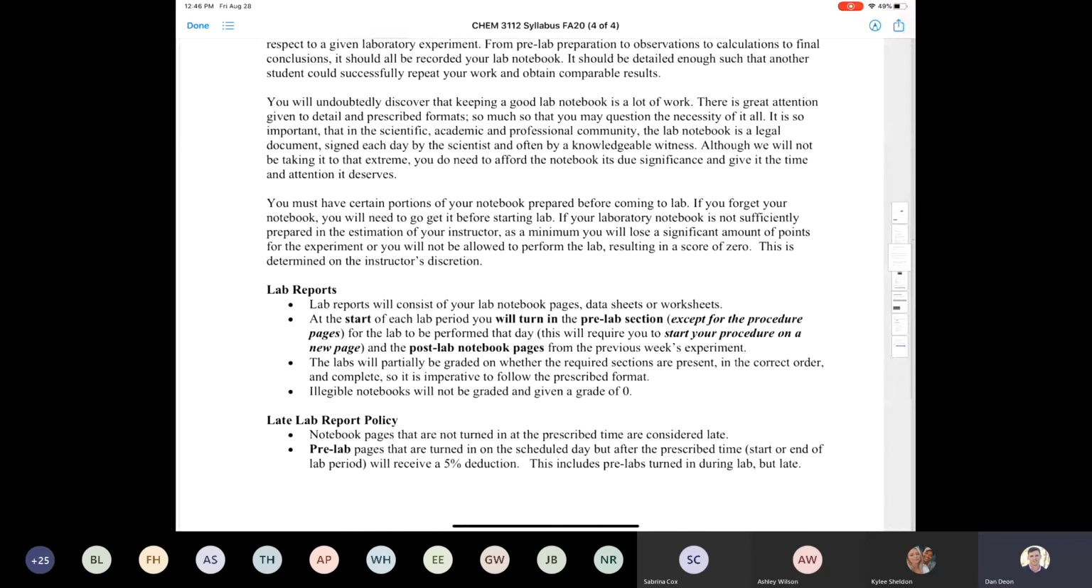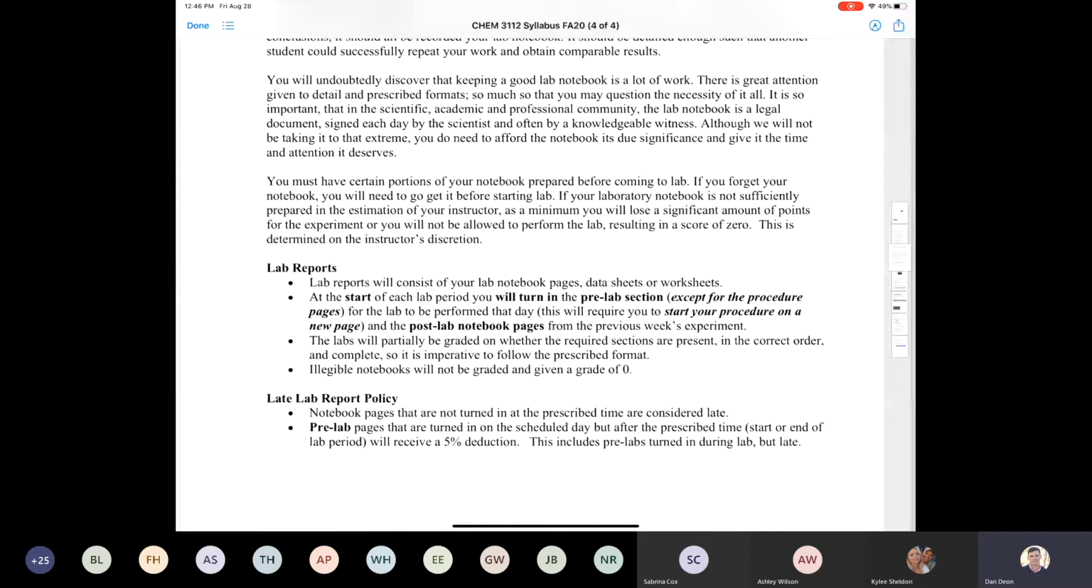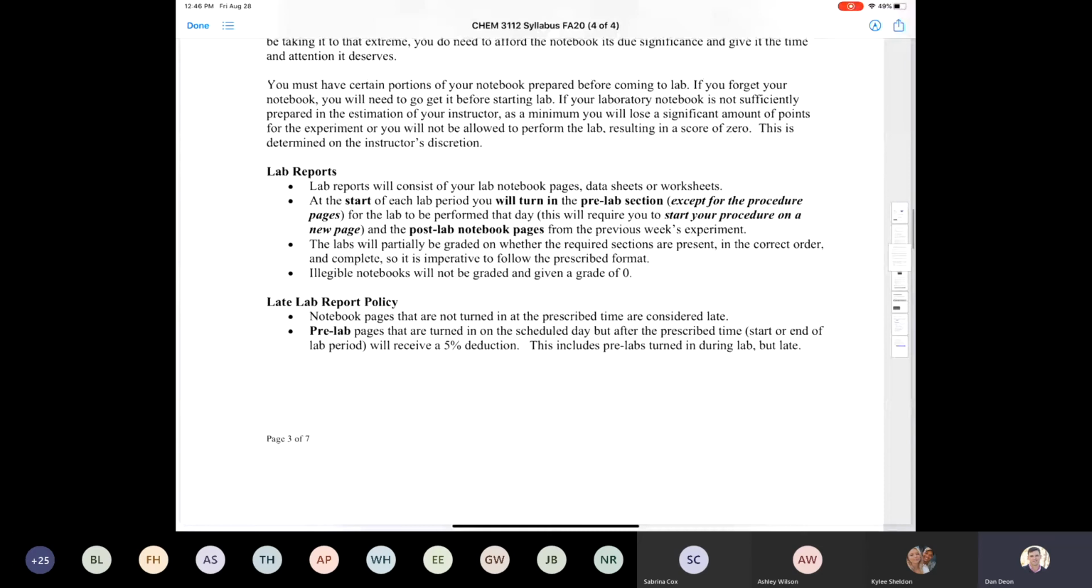You will find that keeping a lab notebook is a lot of work. There's a lot of attention to detail put in there. And if you need to see sample notebook pages, I have some posted to Canvas. Your lab reports are going to consist of your lab notebook pages as well as data sheets. And at the start of each period, you're going to turn in a pre-lab. I'm going to figure out if we're going to get you to turn it in or not. I'll give you more information about that before we do the Williamson ether synthesis.